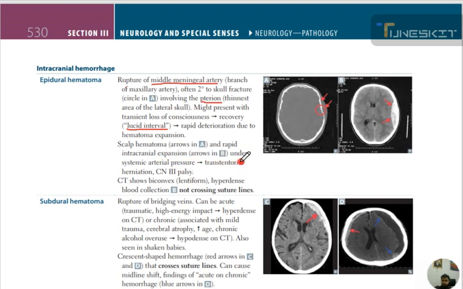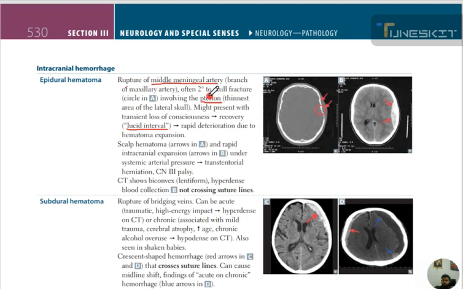Then the transtentorial herniation and cranial nerve 3 palsy. CT shows biconvex lentiform hyperdense blood collection not crossing the suture lines. So this is the epidural hematoma, which is due to the rupture of the middle meningeal artery. It is secondary to the fracture of the skull.